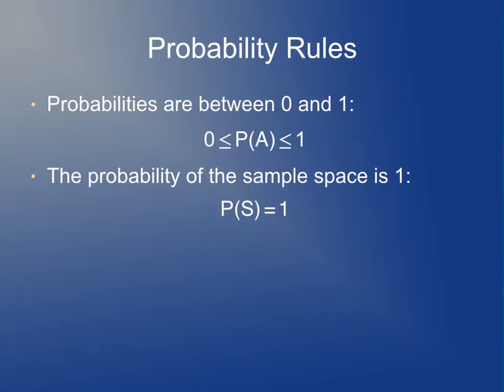So, certain rules about probability that hopefully you've seen at some point earlier in your life is that probabilities always have to be between 0 and 1. That makes sense. If it's a long-term relative frequency, an event can't happen more than 100% of the time or less than 0% of the time. The probability of the sample space is 1 because all possible outcomes are contained in the sample space.